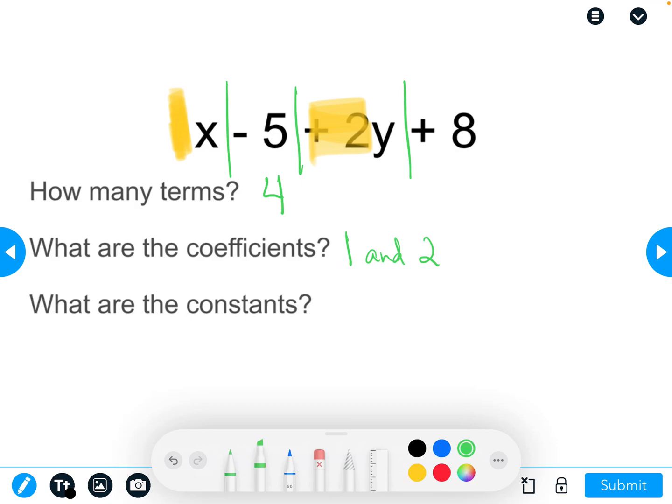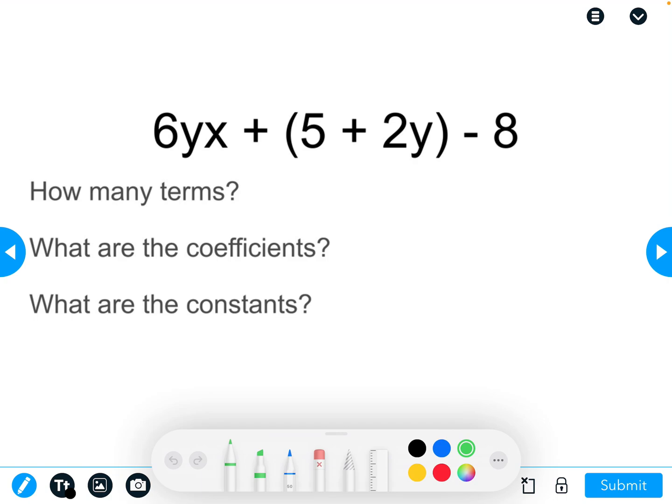And finally, what are the constants? Constants are numbers by themselves. So we have a -5 and a +8. And don't forget that the minus sign acts as a negative. So it's not just a 5, it's a -5 and an 8.